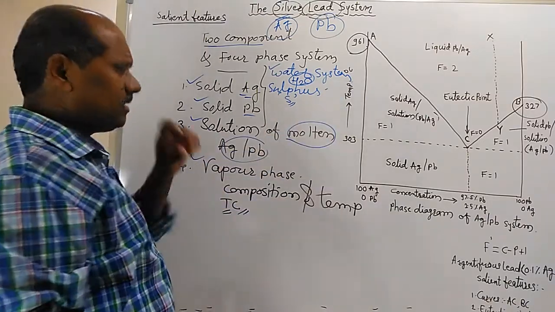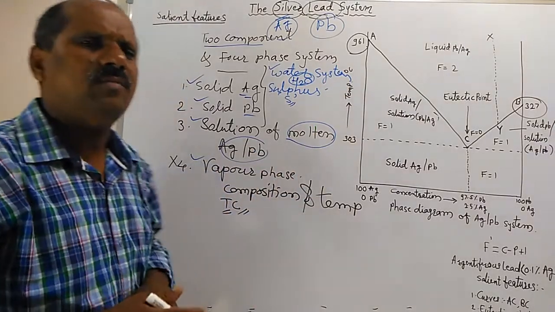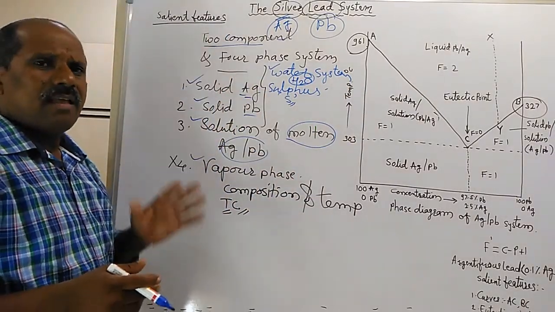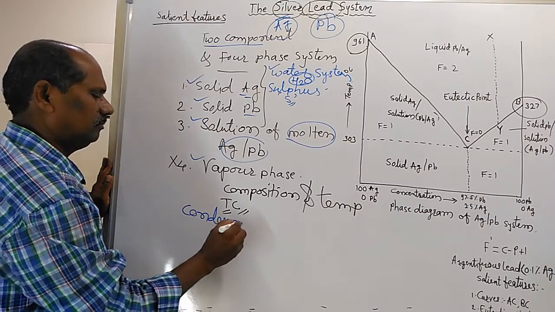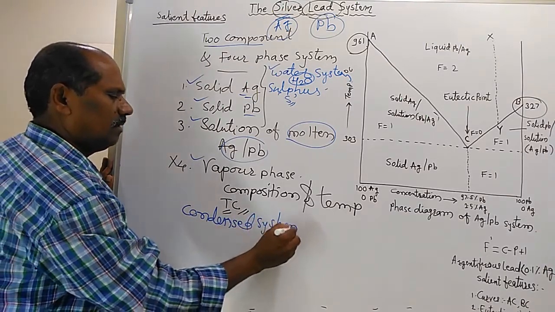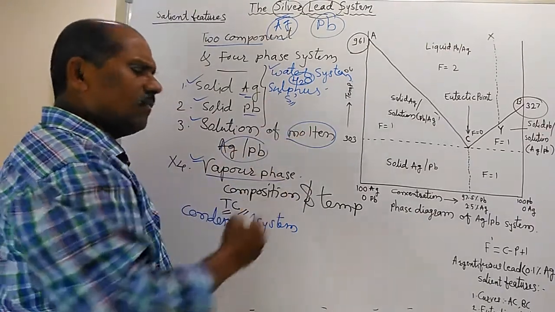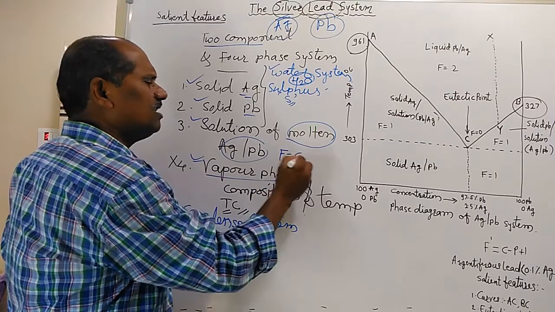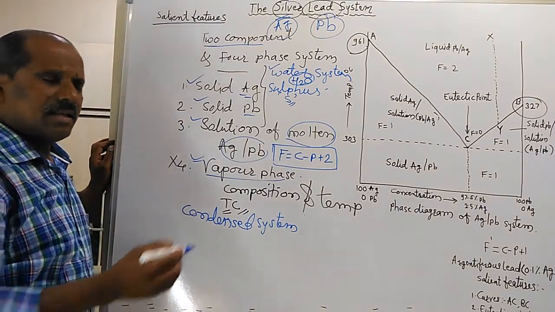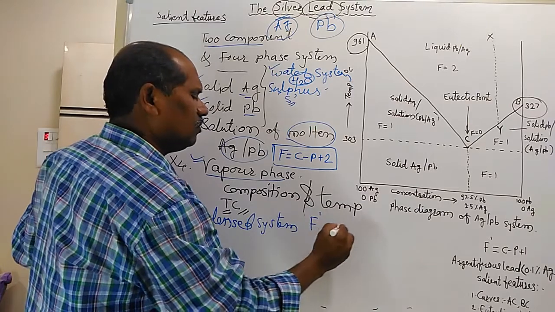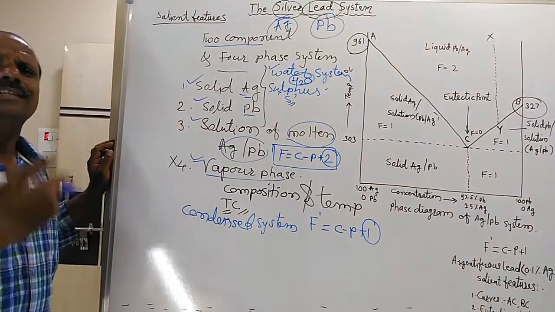But in actual practice, the vapor phase is not considered in this explanation, because the boiling points of silver and lead are too high. And hence, this system is called a condensed system. Because we are not considering the vapor phase, it is called a condensed system. And due to that reason, for calculation of the degree of freedom, the original formula is F is equal to C minus P plus 2. This is the mathematical statement of the phase rule. In this case, we are using F dash is equal to C minus P plus 1. Instead of plus 2, we are using plus 1. Why is it so? Because it is a condensed system.